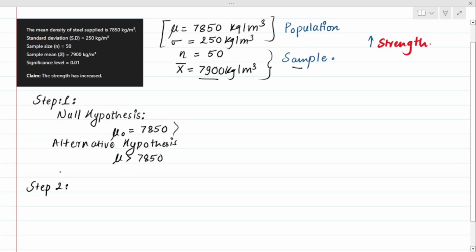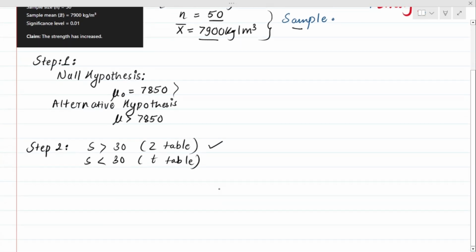Also test whether your sample size is greater than a threshold. That threshold is 30. Remember that if your sample size is greater than 30, then use the Z table. If your sample size is less than 30, then use the T table. Now you can see that our sample size is greater than 30, which is 50. Therefore, we are going to use the Z table.